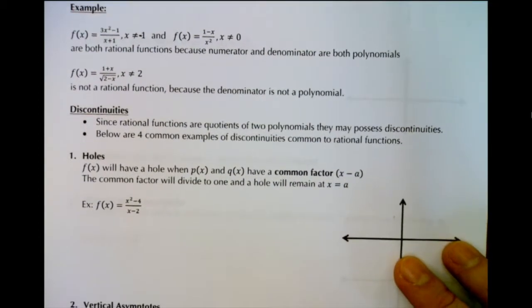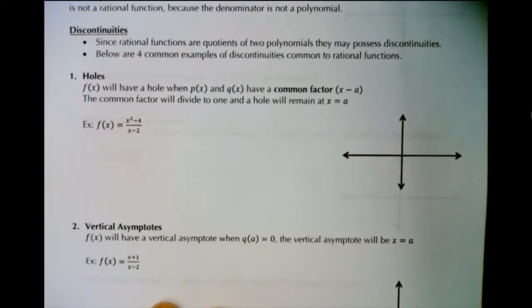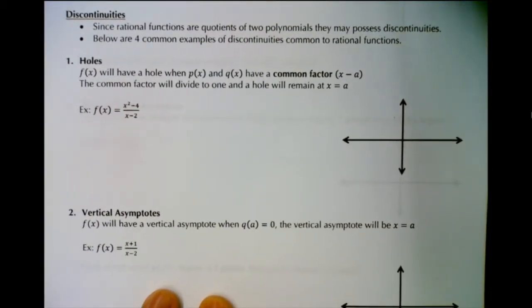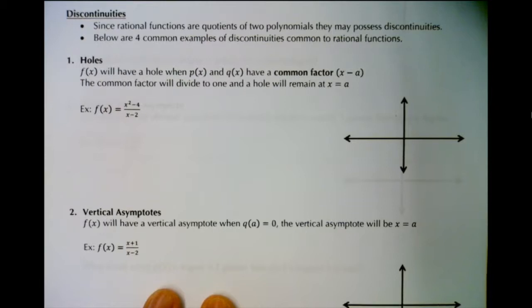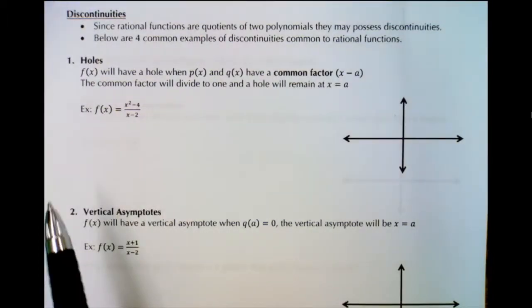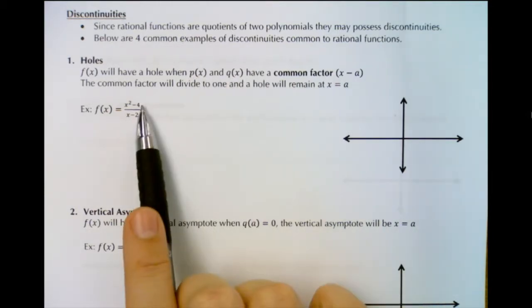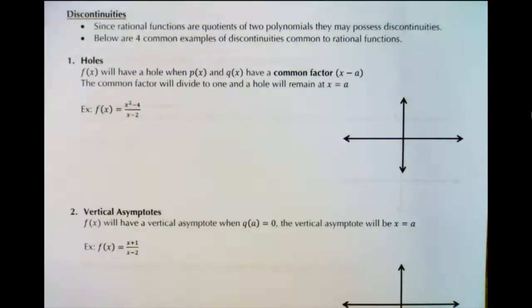Since rational functions are quotients of two polynomials, they may possess discontinuities. Below are 4 common examples of discontinuities common to rational functions, and we'll discuss when they occur and why they occur. The first one is a hole. Holes occur in rational functions where the numerator and denominator, or the polynomial on the top and the polynomial on the bottom, have a common factor. To see if they have a common factor, we'd have to factor both numerator and denominator.